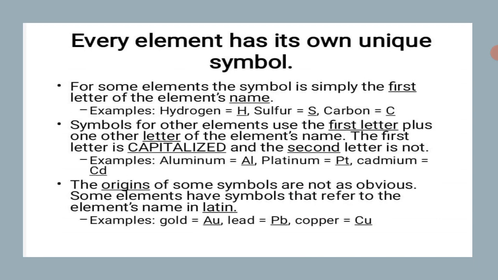Every element has its own unique symbol. For some elements, the symbol is simply the first letter of the element's name. For example, hydrogen is H, sulfur S, carbon C. The symbols of other elements use the first letter plus one other letter of the element's name. The first letter is capitalized and the second letter is not. Example: aluminum Al, platinum Pt, cadmium Cd.